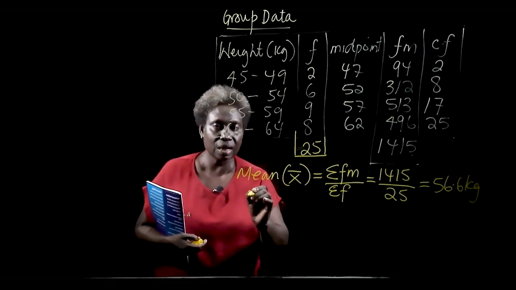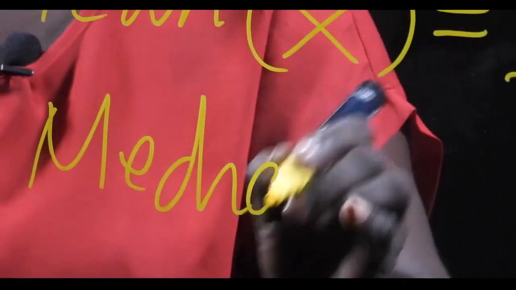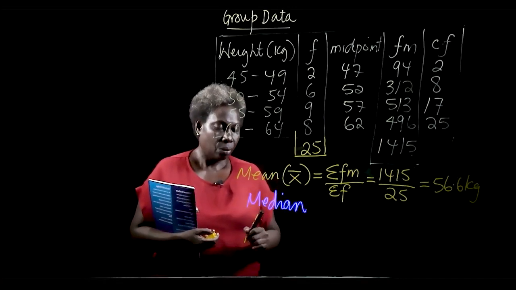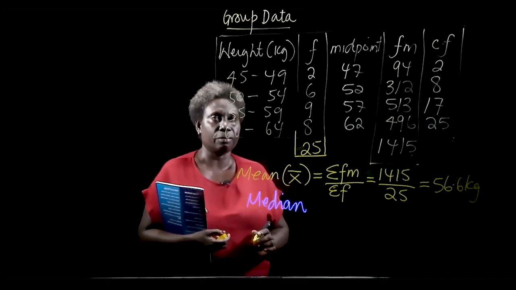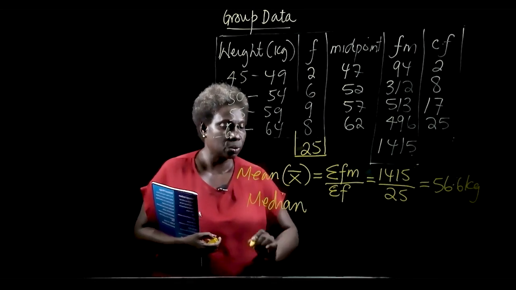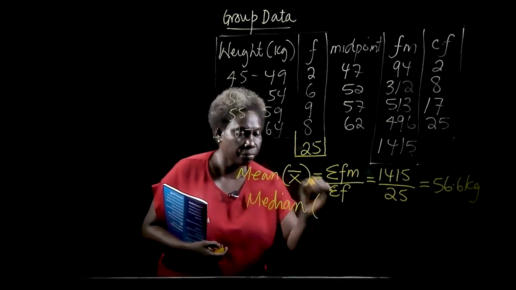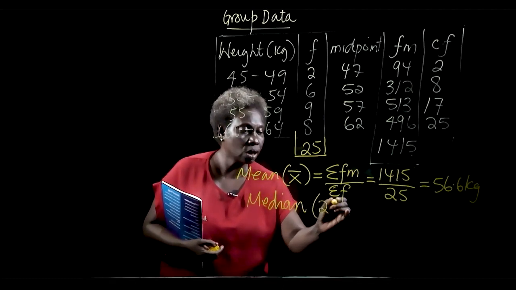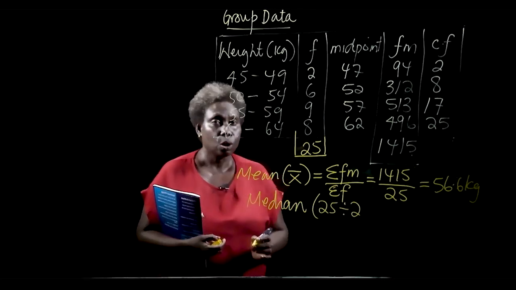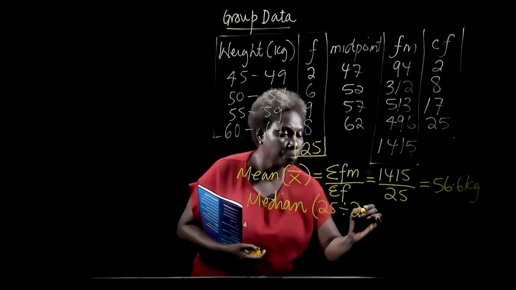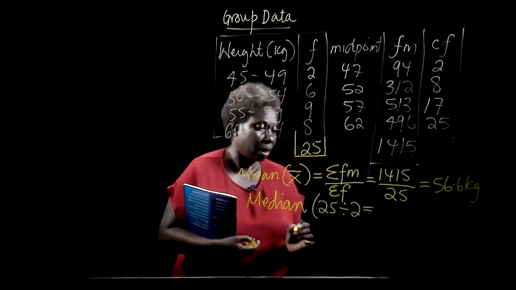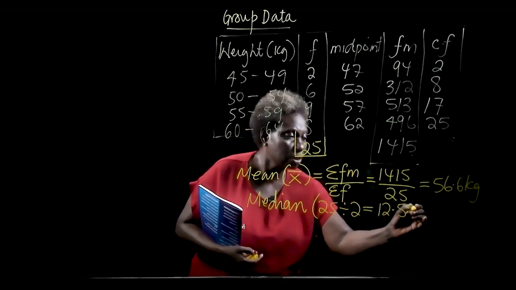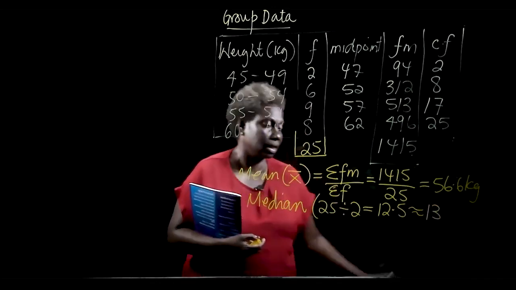What is the next thing that we are going to find out? We are going to find out the median. The median is the middle score of the weights of the 25 students. How do we calculate that? The first thing we do before we calculate the median is to divide the total number of students by 2 to give us the halfway number. So 25 divided by 2 gives us 12.5, which is approximately 13.